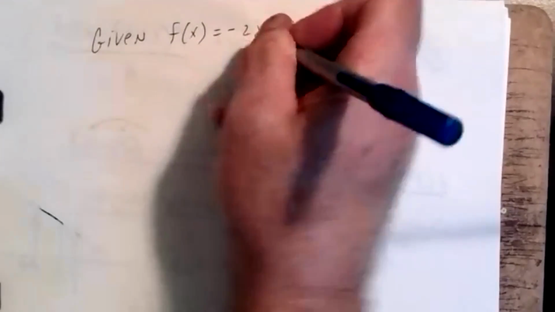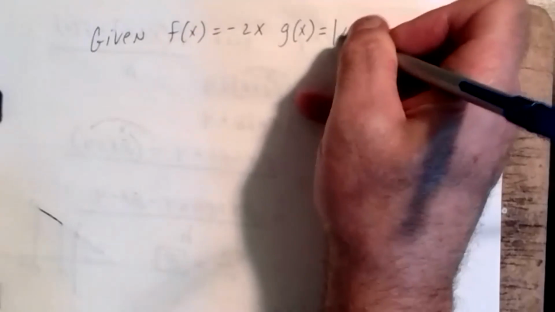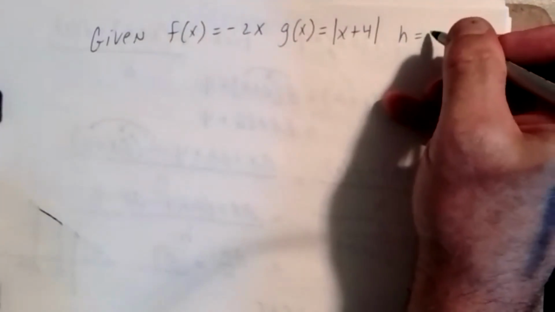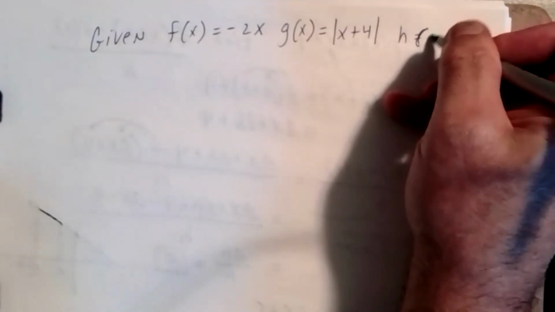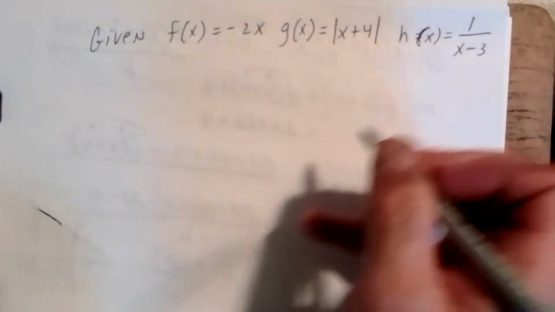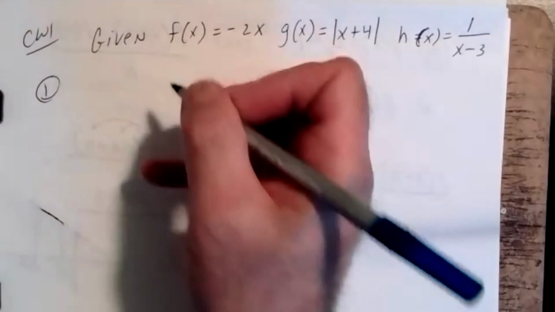Given the function f of x is defined to be -2x, this linear function, g of x is defined to be this absolute value function of x plus 4, and h of x is defined to be the rational function 1 over x minus 3. Problem number 1 for classwork 1.